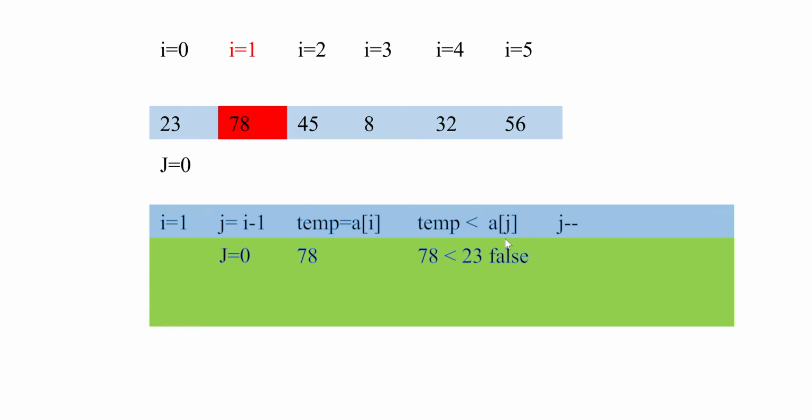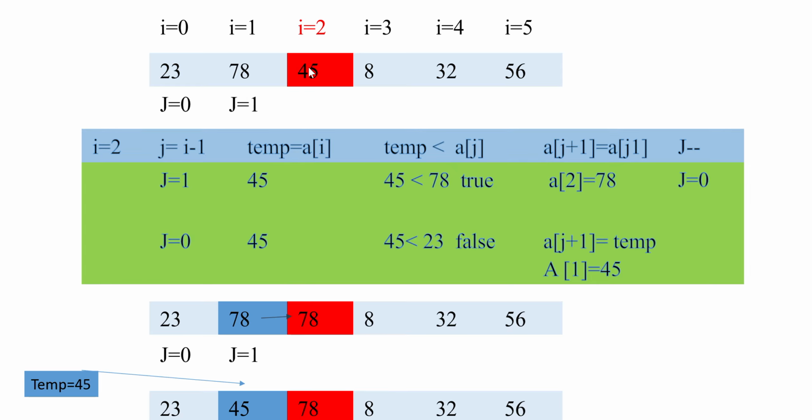Next you take I equal to 2. So you have to compare with the previous values. Previous indexes are j equal to 1, j equal to 0. You have to compare this temp with the previous values. 45 is less than 78, so you have to move the 78 to the next location. 78 was earlier in the first location. Now it is moved to the second location.